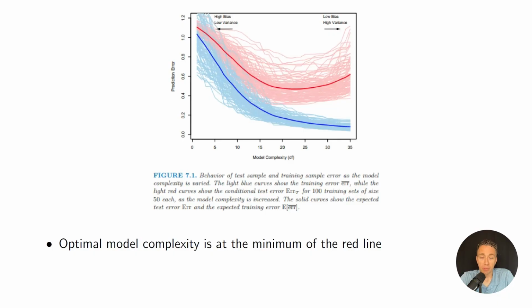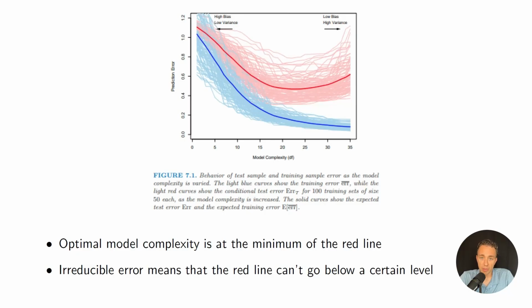So the optimal complexity of the model that perfectly balances this bias-variance trade-off is where the red line is a minimum. So in this graph, it would be about at 22 degrees of freedom. And then irreducible error just means that the red lines can never go below a certain value. So here it looks like 0.3 is the absolute minimum prediction error we can ever hope to achieve in the test set. And then the blue lines are just showing that as we get overfit, we can go below that irreducible error because we're having a model that's so complex that it's assigning signal to components that are actually noise.